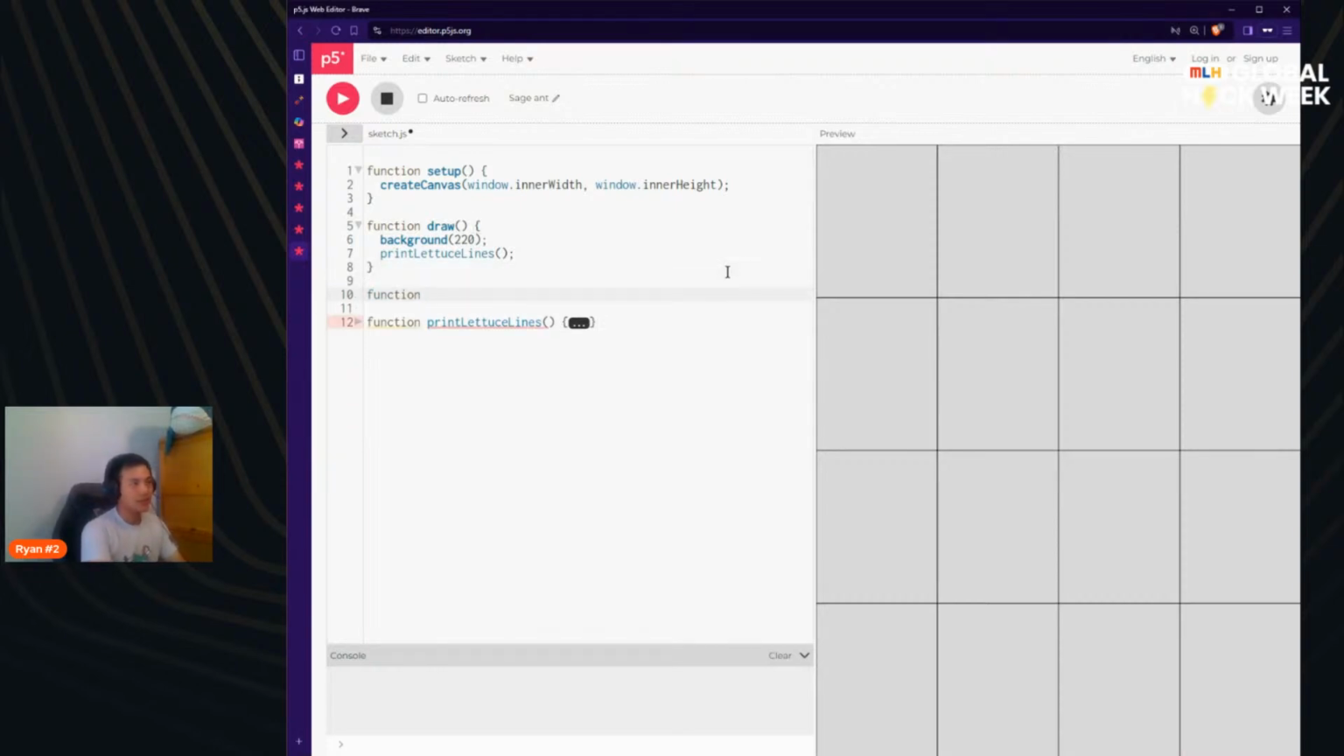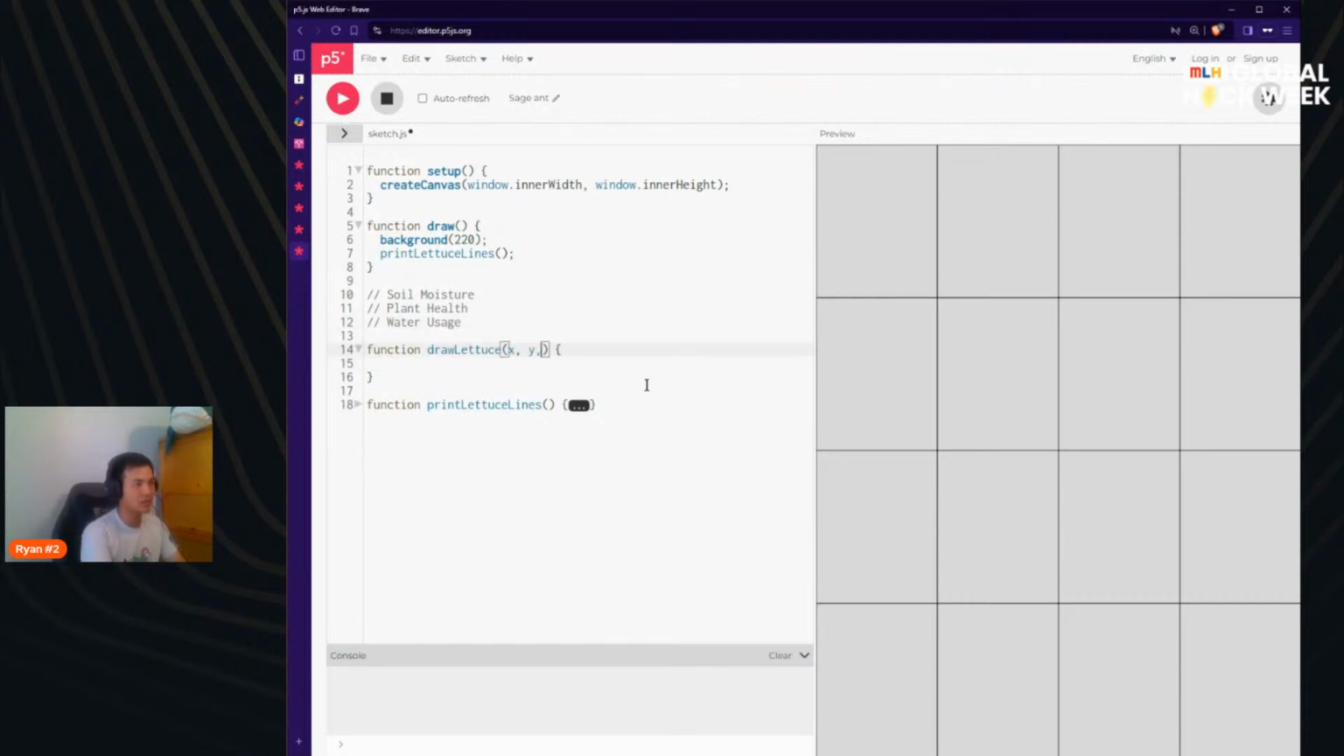So let's just make a new function. We're going to call this spawn lettuce, or actually let's call this draw lettuce. What were the different variables again? I'm gonna just plop them up here. We've got soil moisture, plant health, water usage. So we need to find a way for us to represent this.